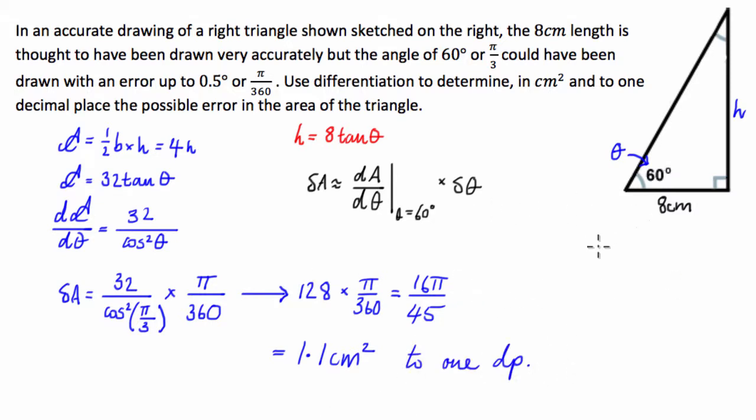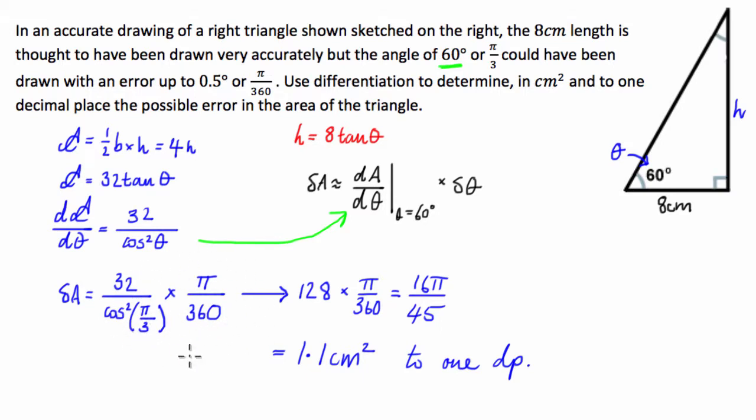Cool. So let's just recap what we've done here. First of all, we came up with a function which we were going to use to express the area in terms of the side we're given, as well as the angle, which is the one that is going to be changing slightly. After we came up with our area formula, 32 tan theta, we differentiated it because we realized that we were going to need to stick it in our incremental formula. We then evaluated this derivative at the angle which we thought it was, 60 degrees, and then multiplied it by the error.